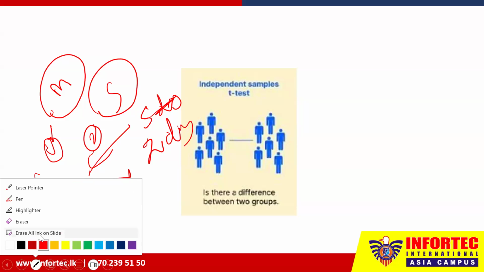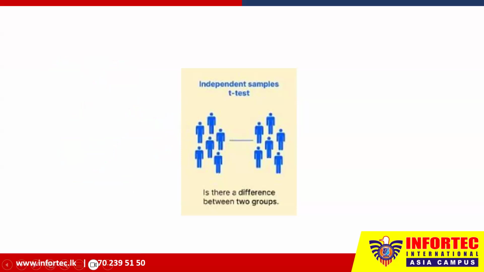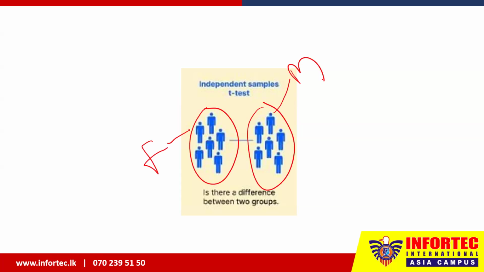So now I think you have a better understanding of independent samples. If you have two independent samples and want to compare the mean weight of the two groups, for example females and males, you have a question whether the mean weight of females and males are equal or different. Then you can construct the null and alternative hypotheses.